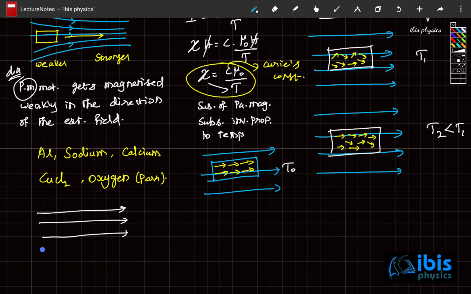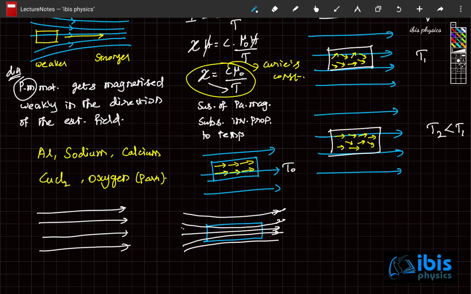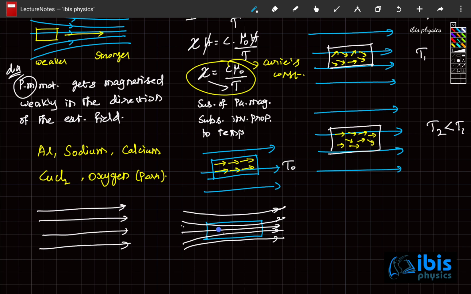Suppose previously the magnetic field lines are like this. When you keep this paramagnetic substance here, these magnetic field lines tend to move into it. Hence, it will attract more magnetic field into it. Like diamagnetic material, this is also about one part in one lakh for most materials.